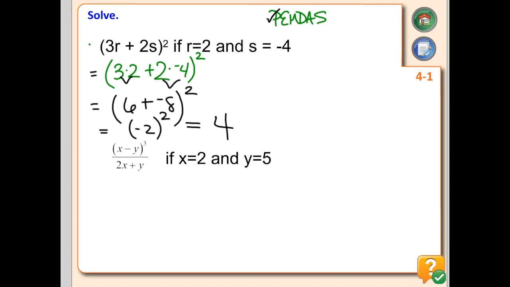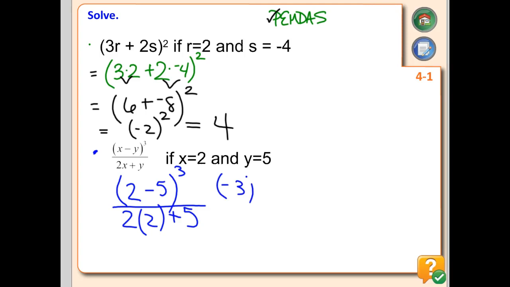Let's go ahead and look at the second problem here. We'll make it the blue problem. Let's substitute what we know. Well, we've got parentheses, and then we've got 2, x is 2, minus y, which is 5, and that's cubed over 2 times 2 plus 5. Now remember, we learned back in chapter 1 that a division bar is like a grouping symbol. So let's take care of the numerator. What's 2 minus 5? Oh yeah, now did you realize that was negative 3? Negative 3 cubed over, and we've got 2 times 2 is 4 plus 5.